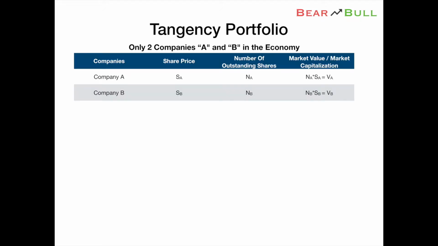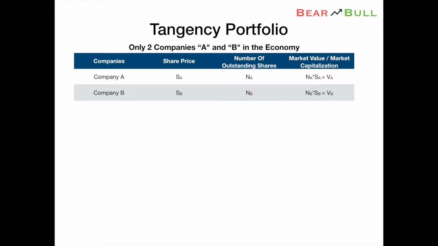We can start by thinking of a simple case where the whole economy only has two companies, Company A and Company B. We are going to use specific notation and a few formulas to make the case for what the Tangency portfolio is. Please don't get caught up on details. The most important thing is for you to understand the insights from the theory.